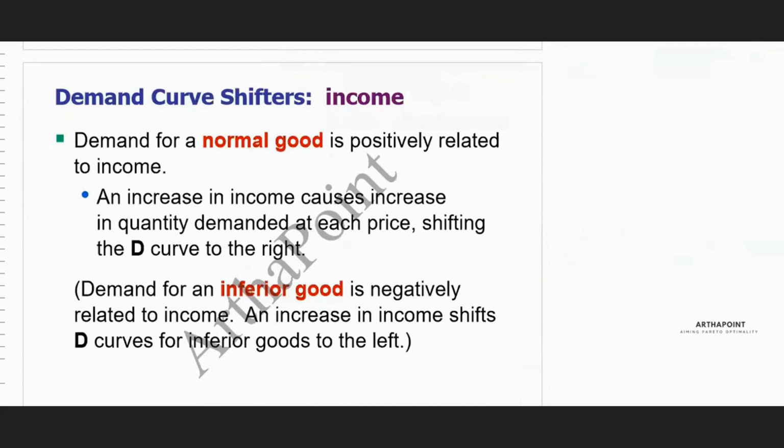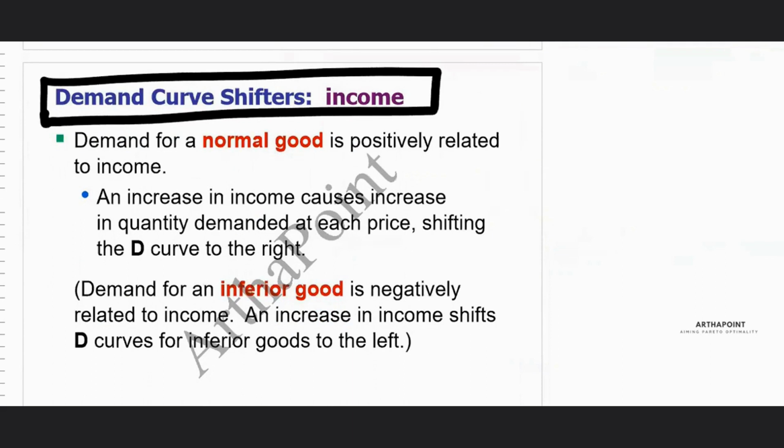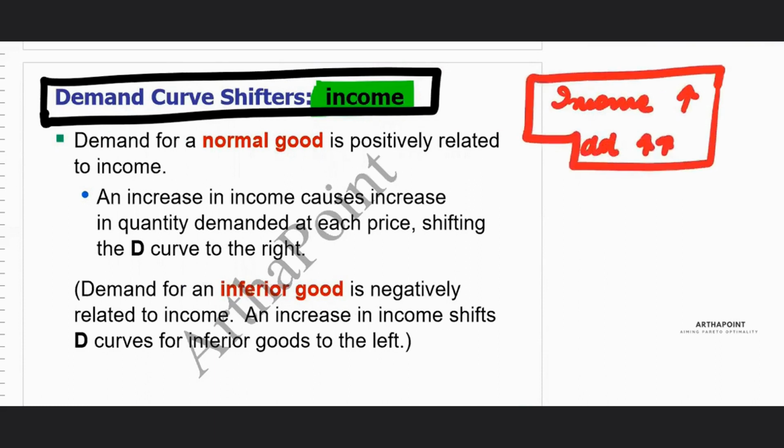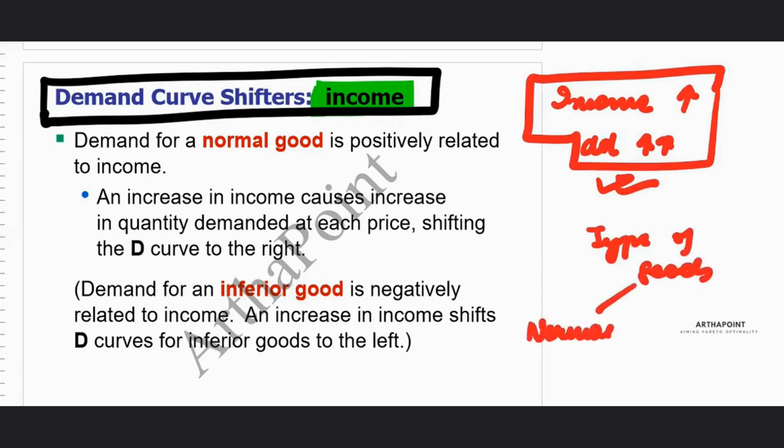Let's go ahead and talk about the second factor, which is the income of the consumer. Usually, we believe that when income increases, the demand increases. This is absolutely true, right? If your income is increasing, you will demand more. But in economics, we divide goods into two types. One is known as a normal good, and one is known as an inferior good.